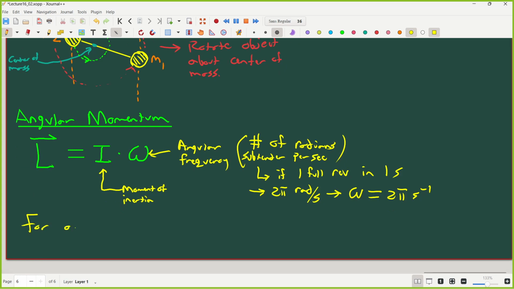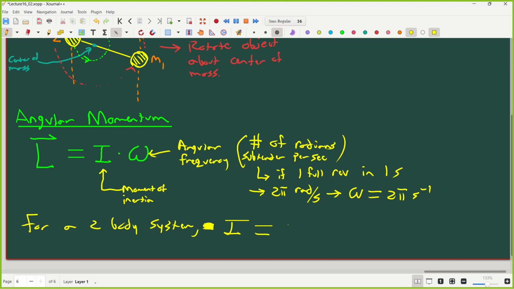For a two-body system, like we have here, I, the moment of inertia, is equal to the reduced mass times the distance squared, which is, again, m1 m2 over m1 plus m2, times r squared.